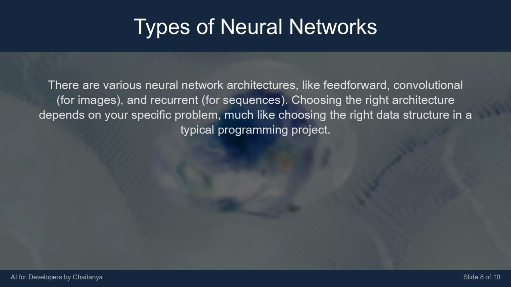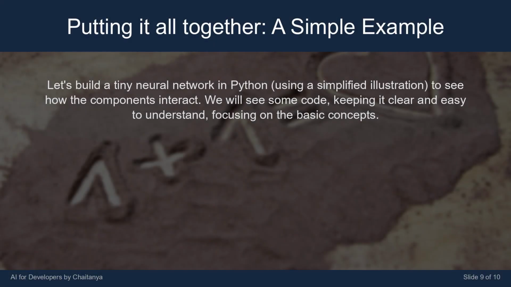There are various neural network architectures, like feedforward, convolutional, for images, and recurrent, for sequences. Choosing the right architecture depends on your specific problem, much like choosing the right data structure in a typical programming project. Let's build a tiny neural network in Python, using a simplified illustration, to see how the components interact. We will see some code, keeping it clear and easy to understand, focusing on the basic concepts.